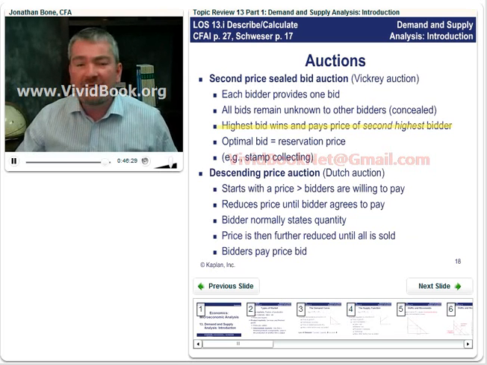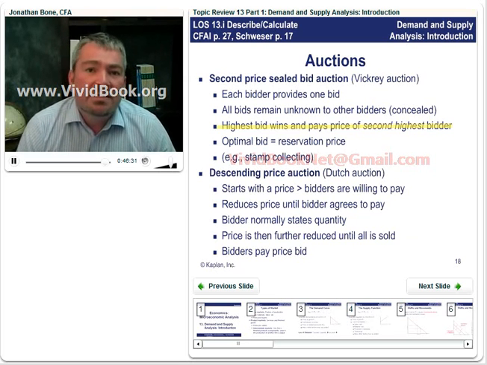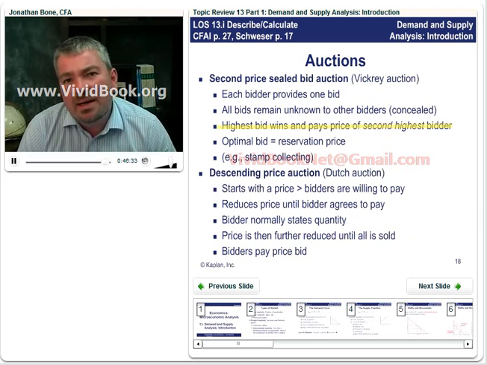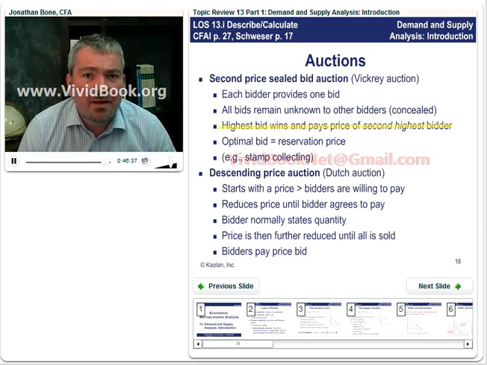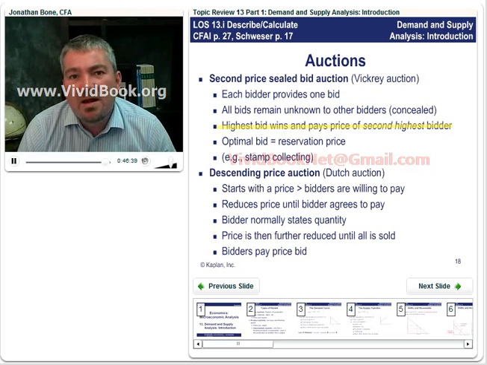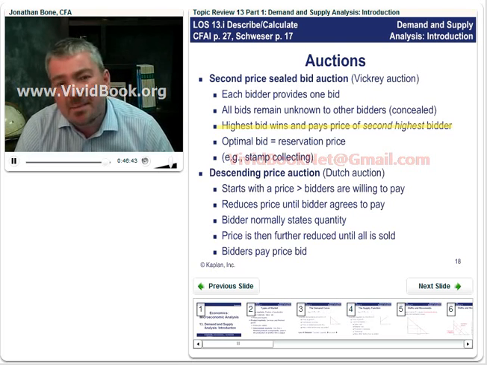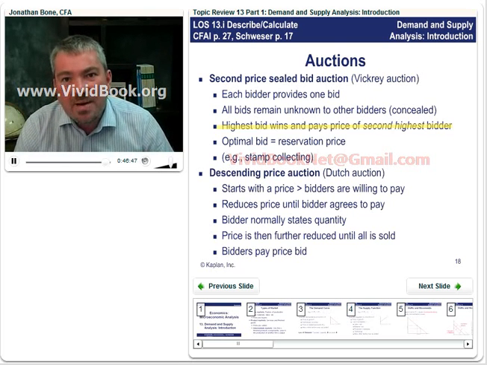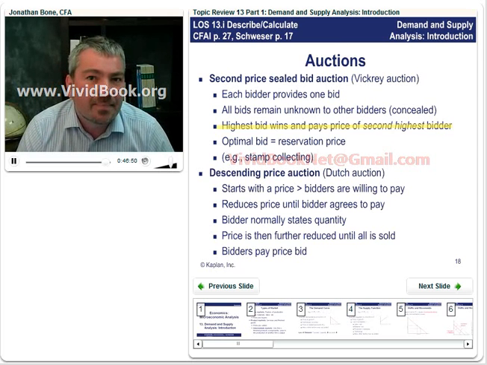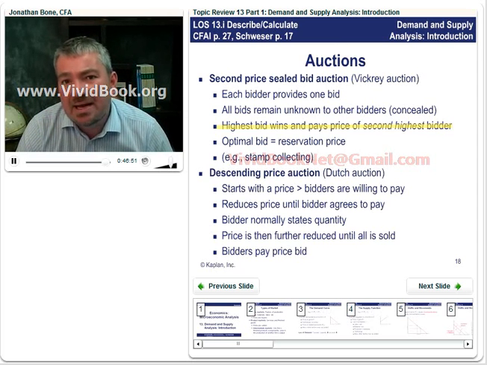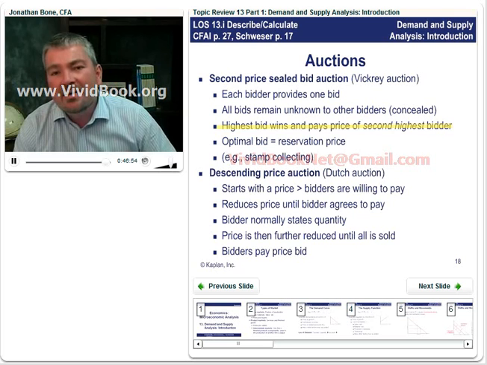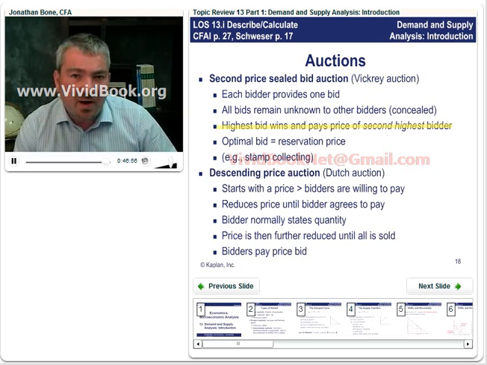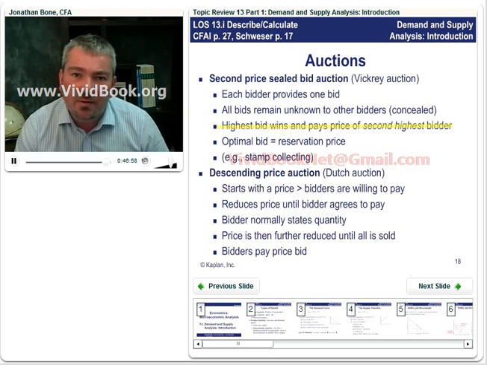Dutch auction, again, very common. So notice this time we start with a price greater than the bidders are willing to pay. In other words, we start with a price where no quantity is bid for. And what the auctioneer is going to do this time is drop the price by increments until bidders agree to pay. Now, what the bidder is going to do is state quantity. Now, the auctioneer is going to further reduce price until finally they've sold all their quantity.